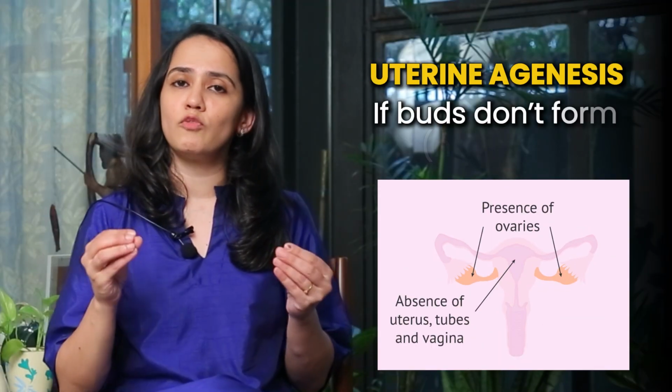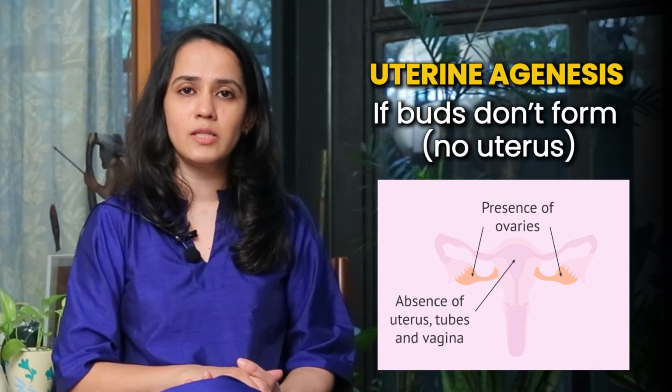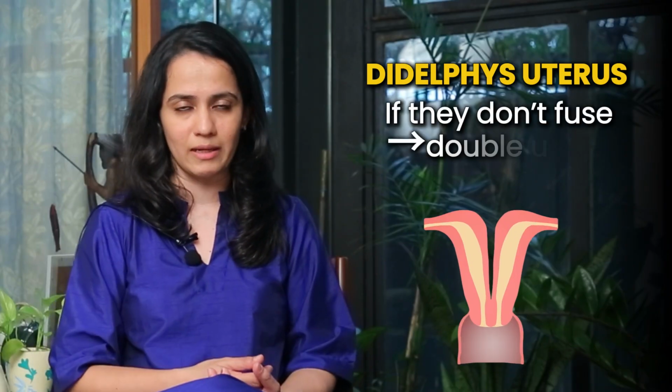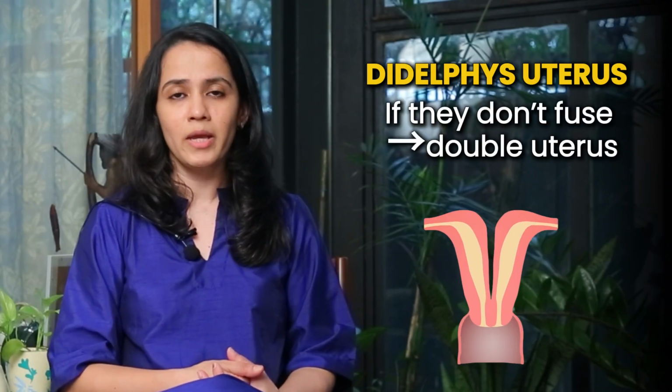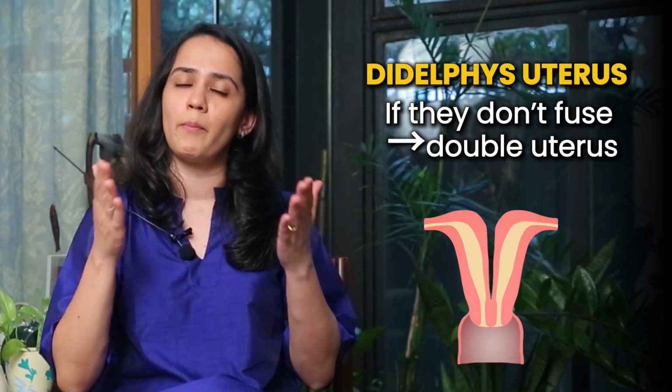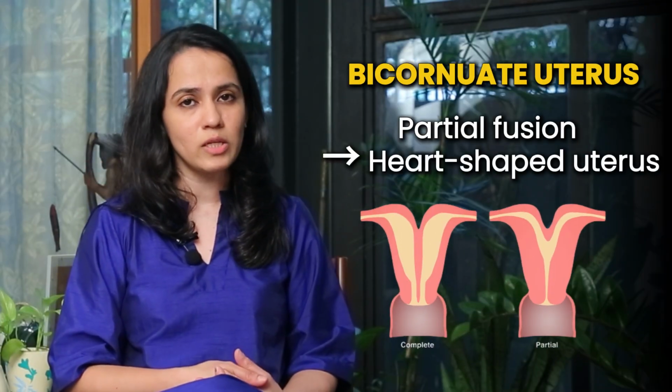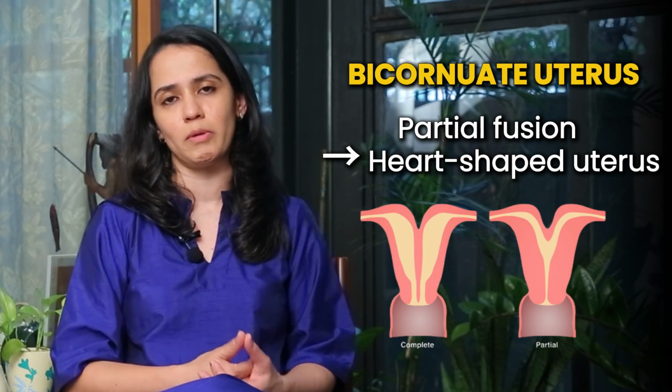So if these buds of tissue completely fail to develop, it is known as uterine agenesis, or complete absence of the uterus and the tubes. It may happen that the two buds develop but remain separate completely, and that is uterus didelphys. It may happen that the two buds develop and come to the midline but fuse incompletely, and that leads to a bicornuate uterus, which may be complete or partial.